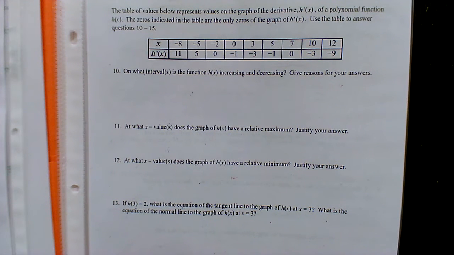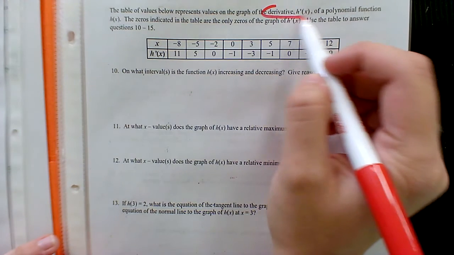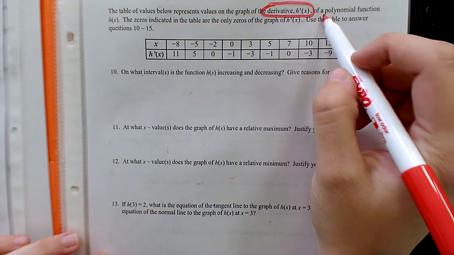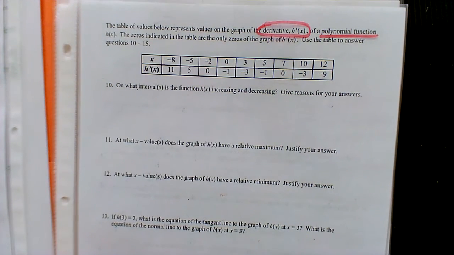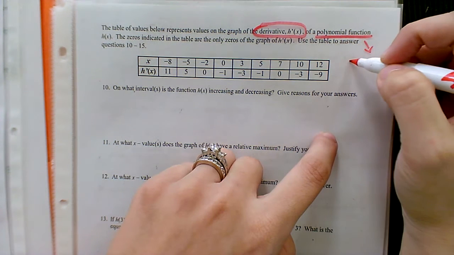We have a table. But we can still answer some questions about derivatives and original functions based off of a table. So let's make sure we read what this table represents. The table values below represent the graph of a derivative. So this is a table of values of slope. These are slope values, not point values. They also tell us that this derivative table or graph represents a polynomial function, like x squared, x to the third, x to the fourth. If we think about polynomial functions, those are like roller coaster shaped graphs. They're very smooth and continuous. So maybe we'll make note of that.